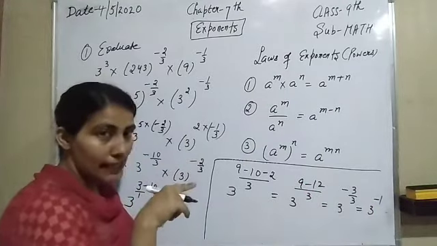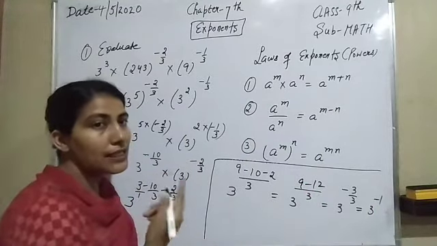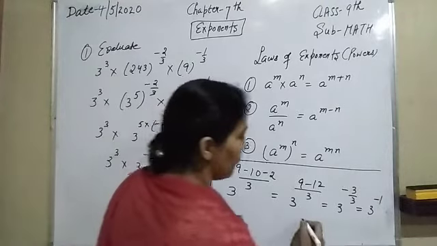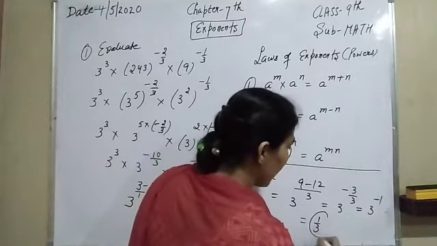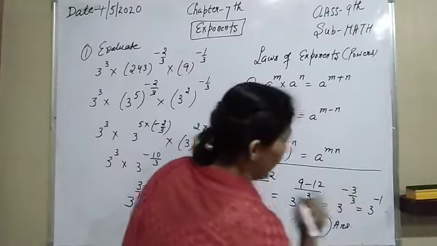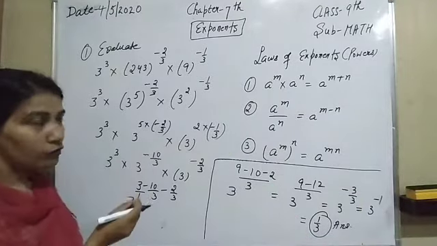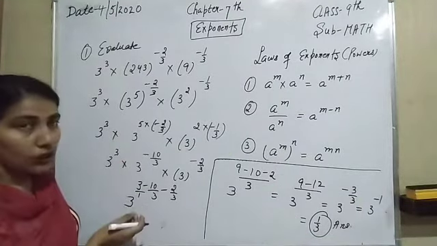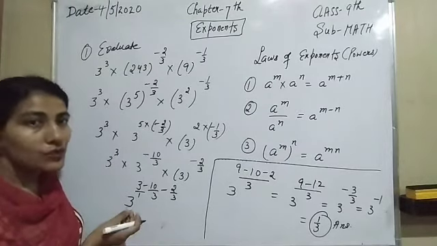Whenever the power is negative, we have to make it positive by taking its reciprocal. That means it becomes 1 by 3, which is your required answer. Hope that all of you are clear about the way I have solved all these exponents. Now come to the next question of this worksheet.